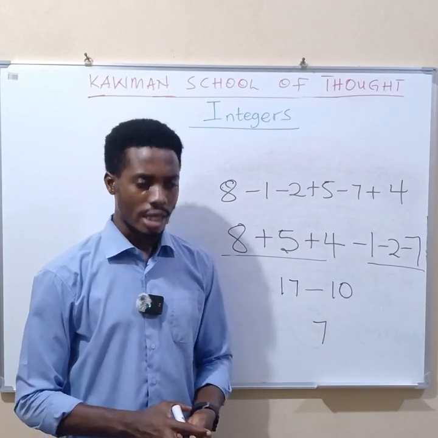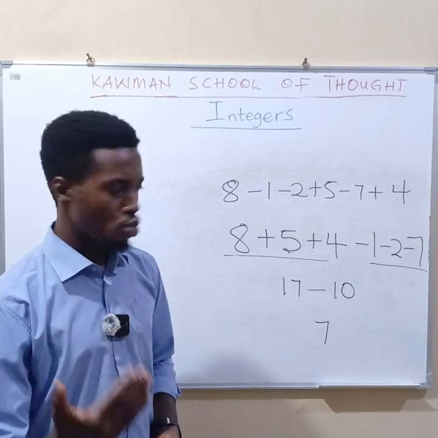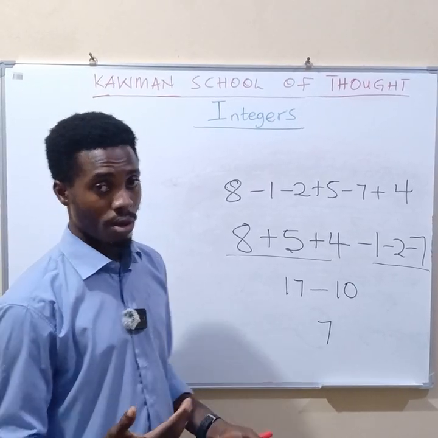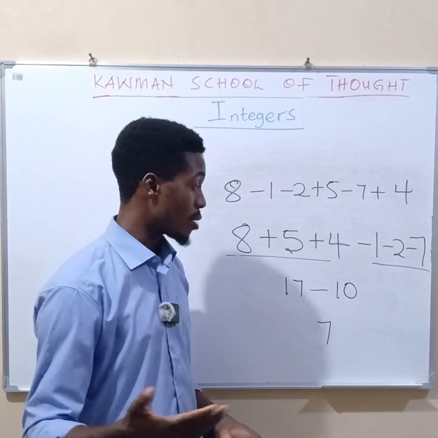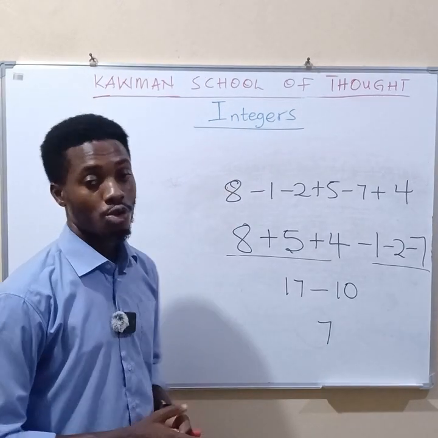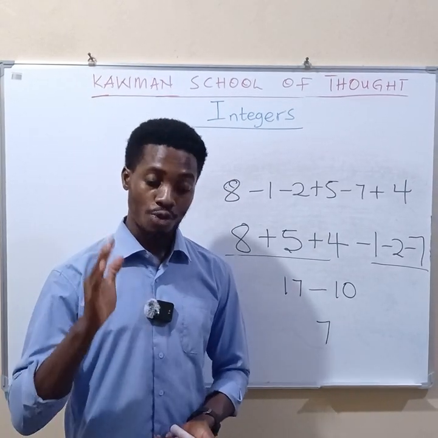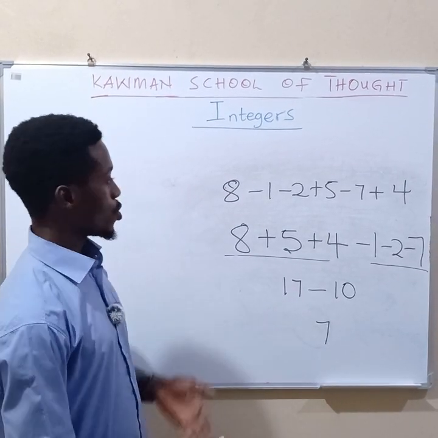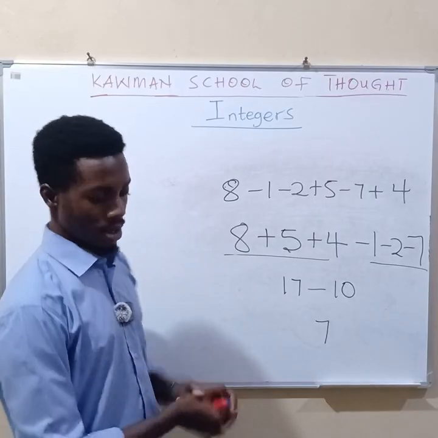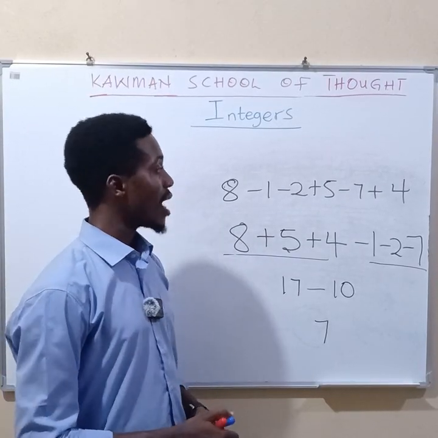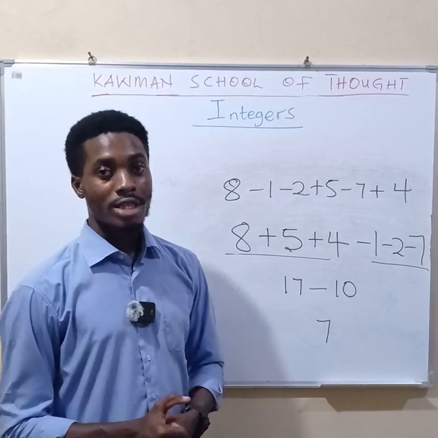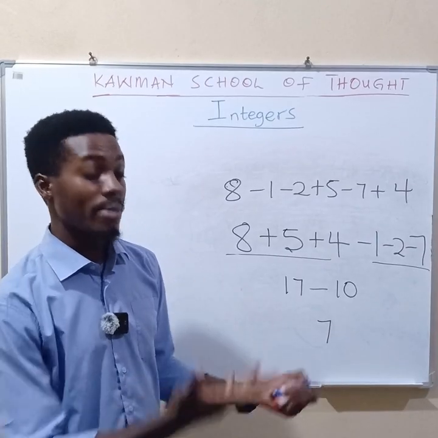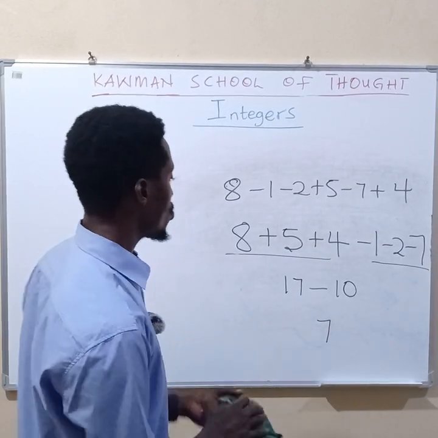Even a child in KG2, primary 1, primary 2 should know how to do this. Alright, if not KG2, at least from primary 1, primary 2, this is something you should know how to do, especially primary 2. Alright, so that's how to add up integers when they are mixed up like this. It's very simple to do.